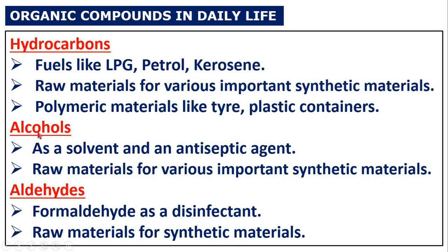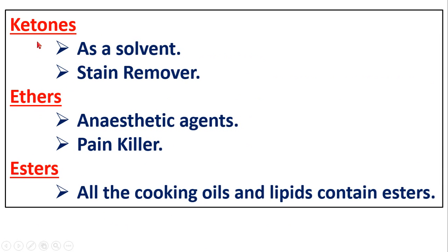The second one, alcohols. They are used as a solvent and an antiseptic agent, and also as raw materials for various important synthetic materials. Third one, aldehydes. Formaldehyde is used as a disinfectant and also as a raw material for synthetic materials. The fourth one, ketones. They are used as a solvent and also as a stain remover. Then, ethers. They are used as an anesthetic agent and also a painkiller.